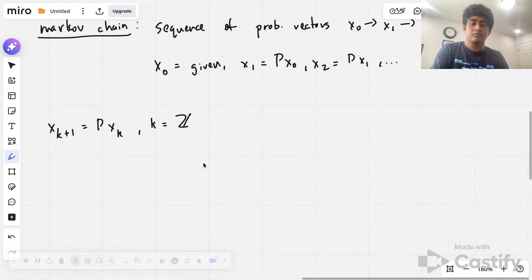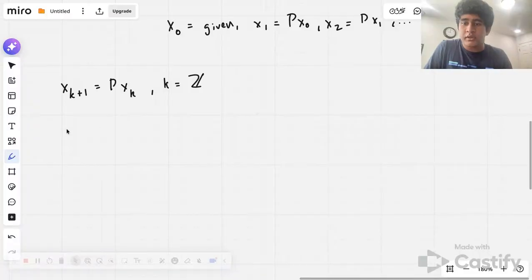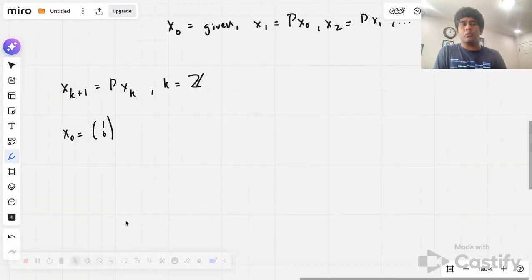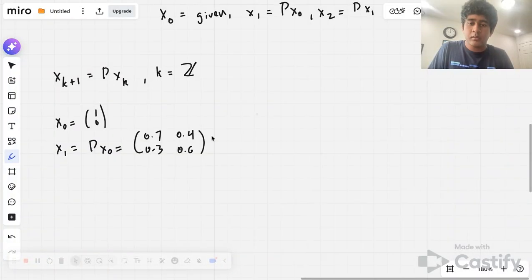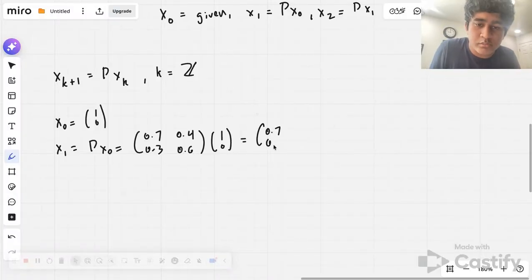Yeah. So now let's actually play our game, right? So we know that x naught is going to be equal to 1, 0, but what happens on the next toss, right? So let's apply a rule. x1 is just going to be equal to P times x naught, which is 0.7, 0.3, 0.4, 0.6, times 1, 0, which is equal to 0.7 and 0.3.